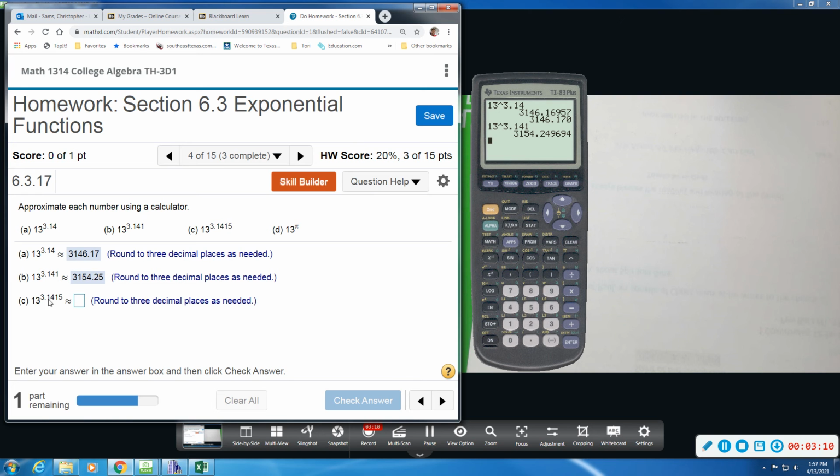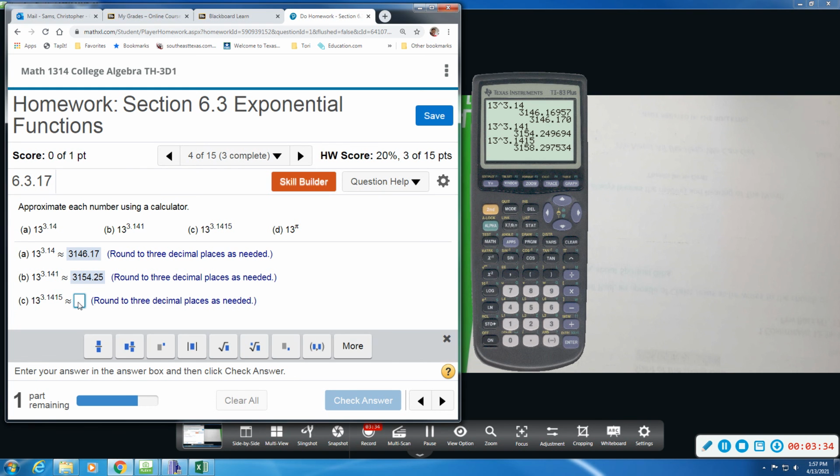All right, the third one, we add another digit. So 13 raised to the 3.1415 power. All right, so we get 3158. Now when we round this number, 297, this is the 3rd place. The 5 will tell me to round that up to an 8, so we get 298.